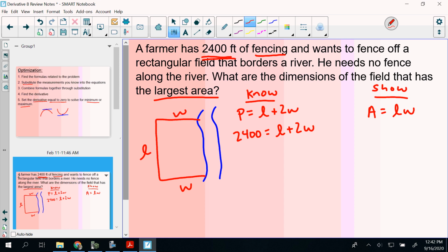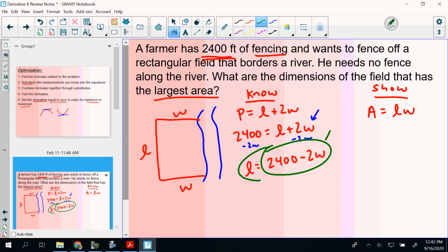So we're going to come back to what we know over here and try to solve that for one of the 2 variables. Pick the easiest one if there is one. Here, L is going to be our easiest one. So let's subtract 2W from both sides and see what L is equal to here. It's going to be 2,400 minus 2W. Now what we're going to do is take that result and plug it in for our L over here. So now our area equation becomes (2,400 minus 2W) times W.